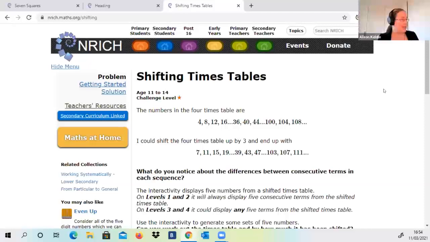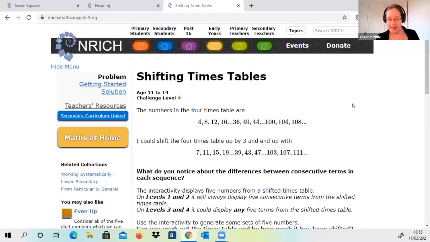Brilliant. Okay, so shifting times tables. This was another one that we invited people to have a look at before the session, so some of you might have already had a really good play with this. So again, this is an age 11 to 14 problem, so we're thinking probably suitable for year 7s, and it's got a challenge level of 1 star, which means it's definitely in the low threshold, high ceiling category. We're thinking that this is something that everyone can have a go at.